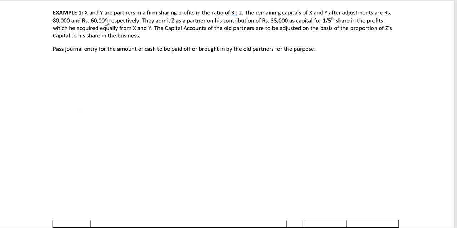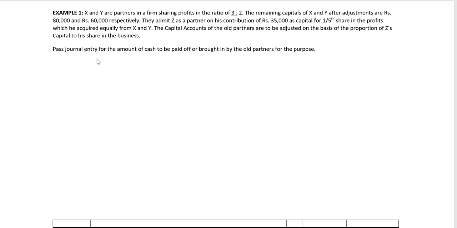The first example: X and Y are partners in a firm sharing profits in the ratio of 3:2. The remaining capitals of X and Y after adjustments are rupees 80,000 and rupees 60,000 respectively. They admit Z as a partner on his contribution of rupees 35,000 as capital for 1/5 share in the profits, which he acquired equally from X and Y. The capital accounts of the old partners are to be adjusted on the basis of the proportion of Z's capital to his share in the business.